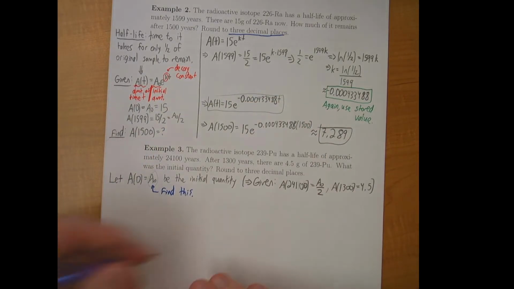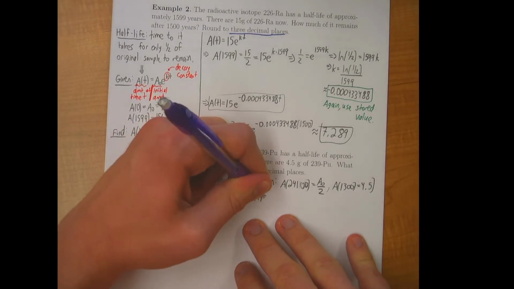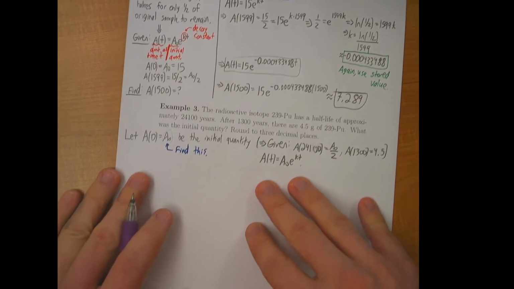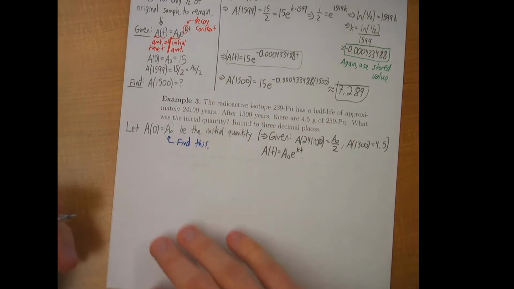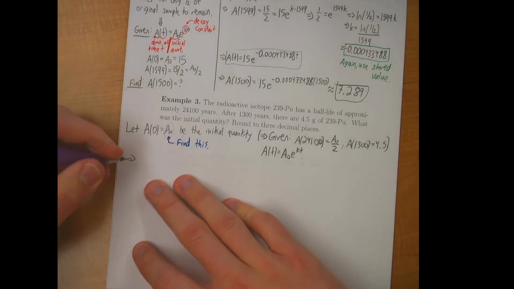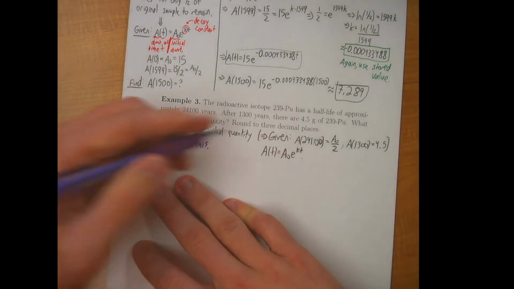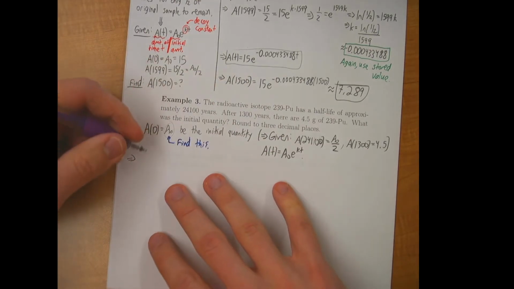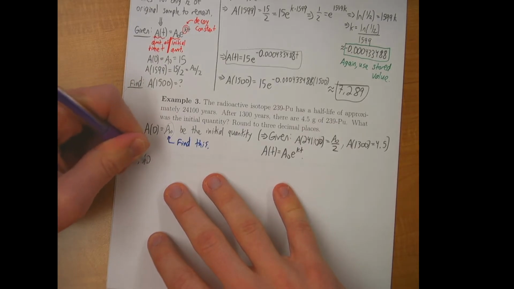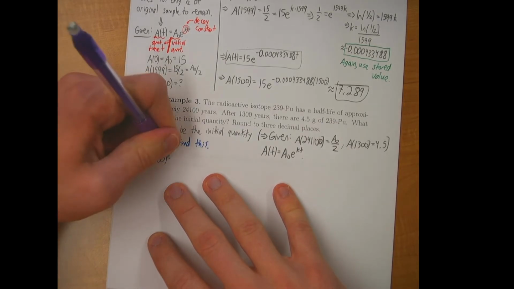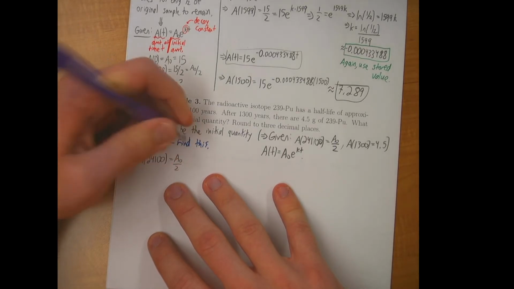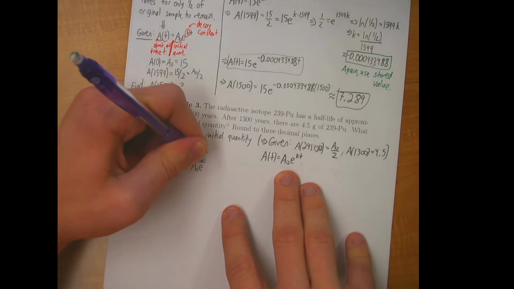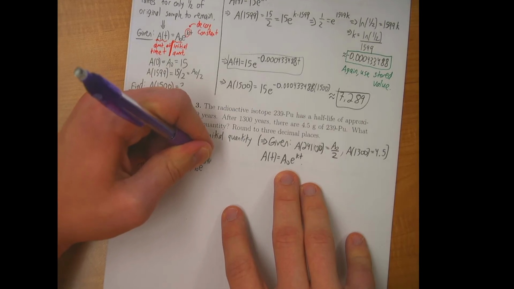So as a result of this, again, A of t is still equal to A naught times e to the kt. So let's go ahead and figure out our constants here. So in this case, if we let t equal 24,100, we get A of 24,100 equals A naught over 2, which in turn equals, if we plug this in here, A naught times e to the 24,100 times k.